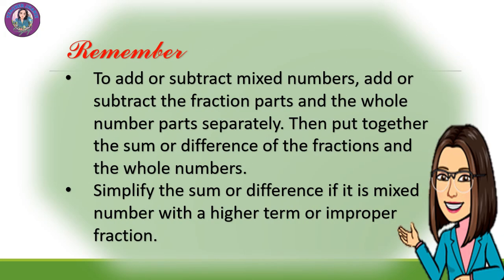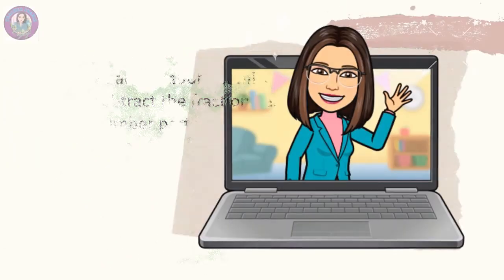Remember, to add or subtract mixed numbers, add or subtract the fraction parts and the whole number parts separately. Then put together the sum or difference of the fractions and the whole numbers. Simplify the sum or difference if it is a mixed number with a higher term or an improper fraction.